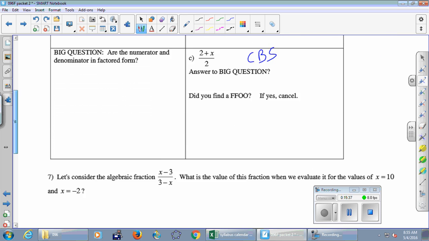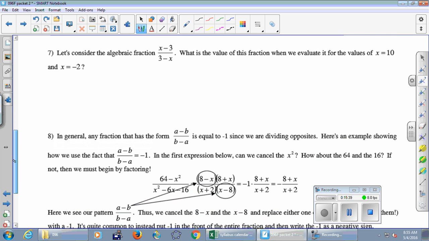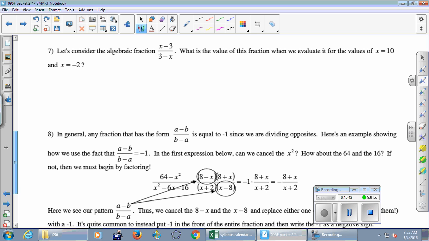Okay, so that is that. Coming down here to number 7. It says consider the algebraic fraction x minus 3 over 3 minus x. What is the value of this fraction when we evaluate it for the values of x equals 10 and x equals negative 2? Let's just do them separately.